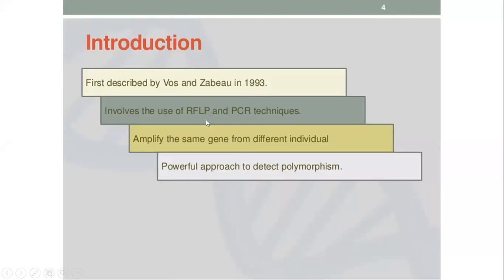It involves a combination of RFLP and PCR, saying that RFLP uses the restriction digestion process again, and a further step uses the PCR technique. It amplifies the same gene from different individuals to find out the variations or polymorphism. It's a very powerful technique to detect polymorphism.